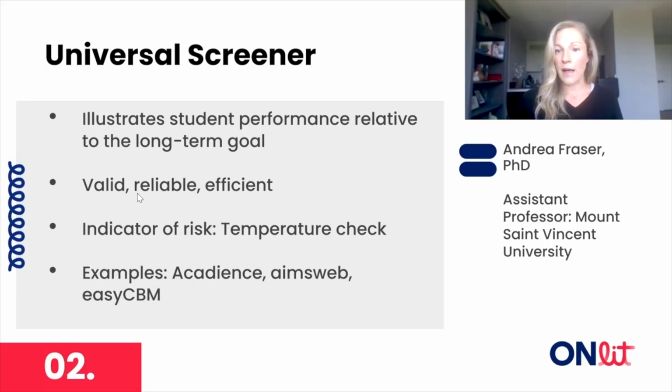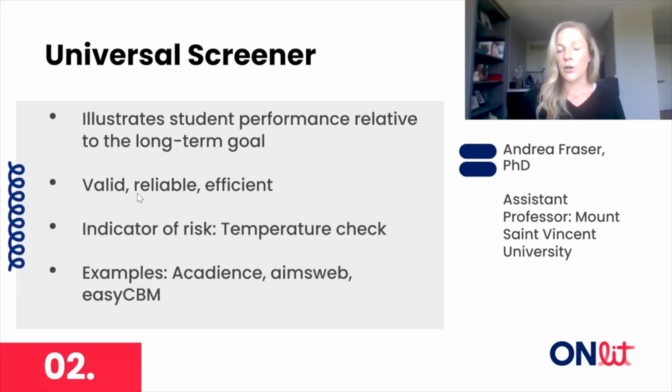Universal screeners are valid and reliable. When an assessment is valid, it is measuring what it is intended to measure. These screening measures serve as an indicator of a broader academic domain, such as fluent reading. And these assessments are reliable, which means there is a consistency of the measure and has inter-rater reliability. As well, these assessments are efficient. They are timed measures, usually for 1 minute.